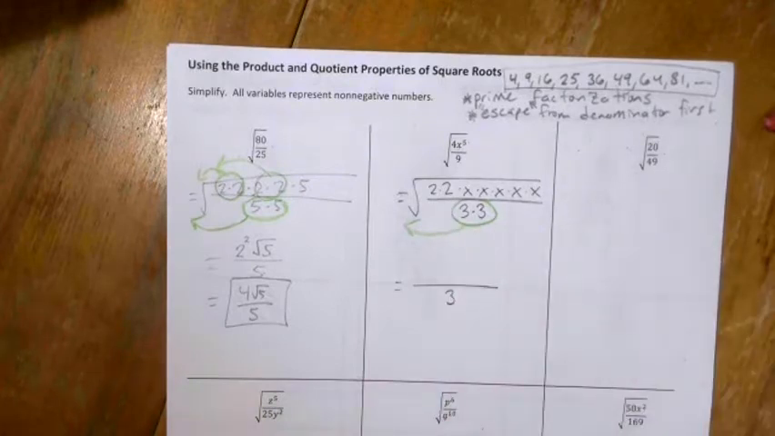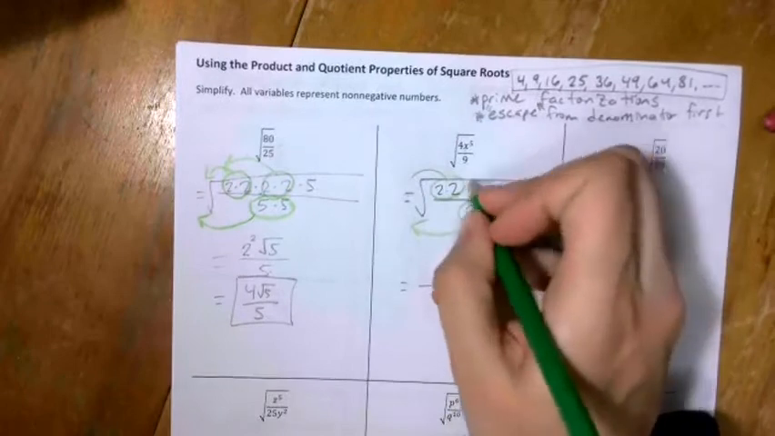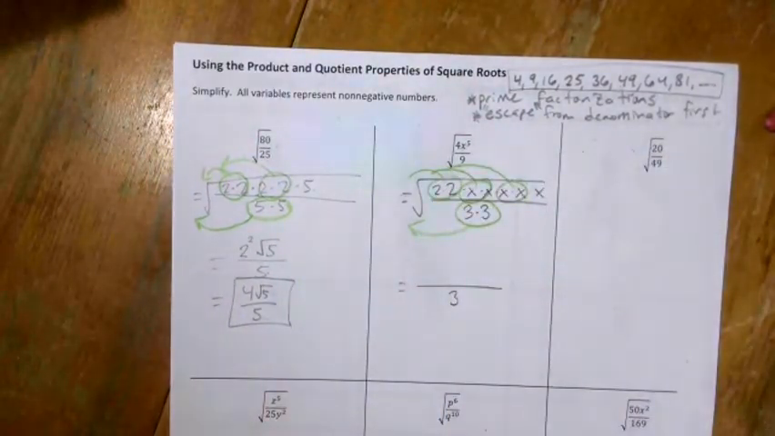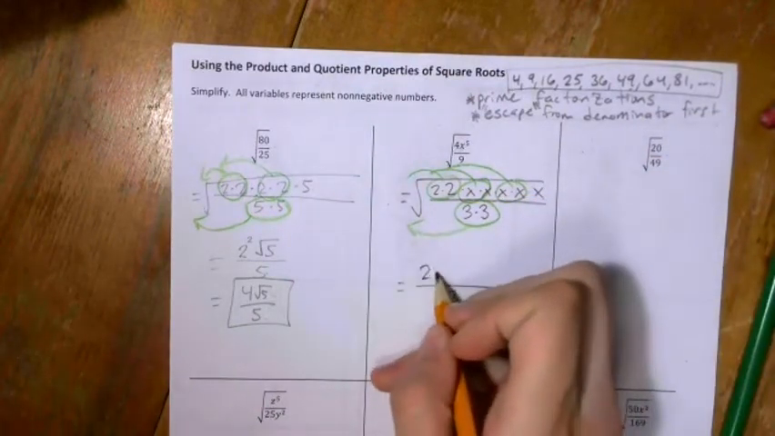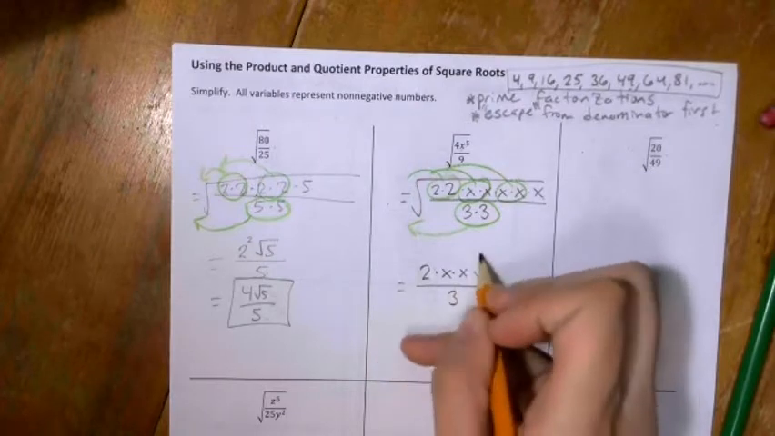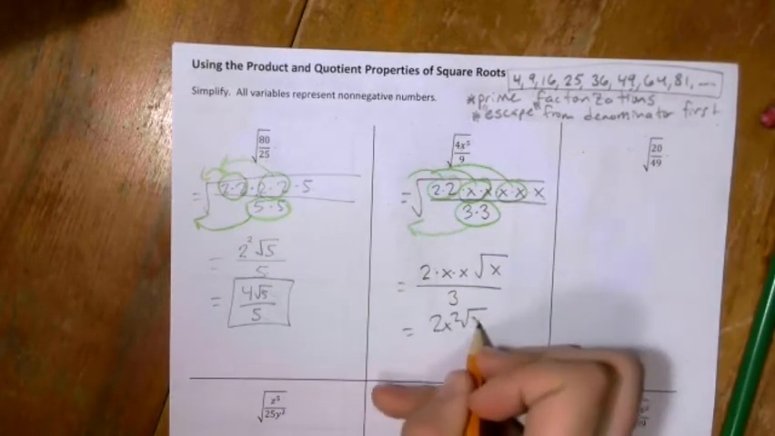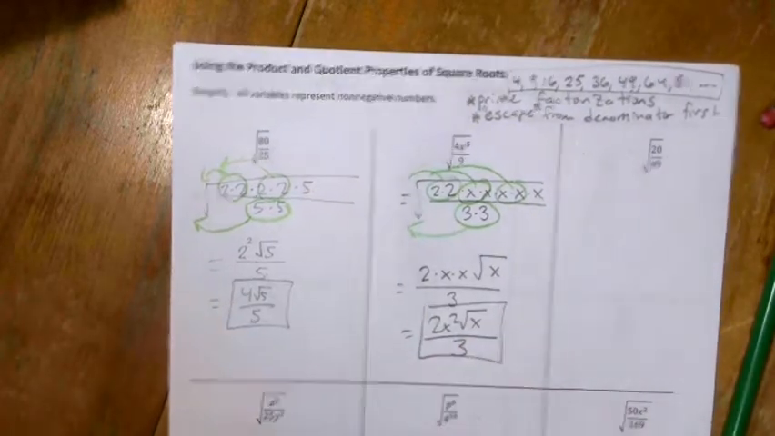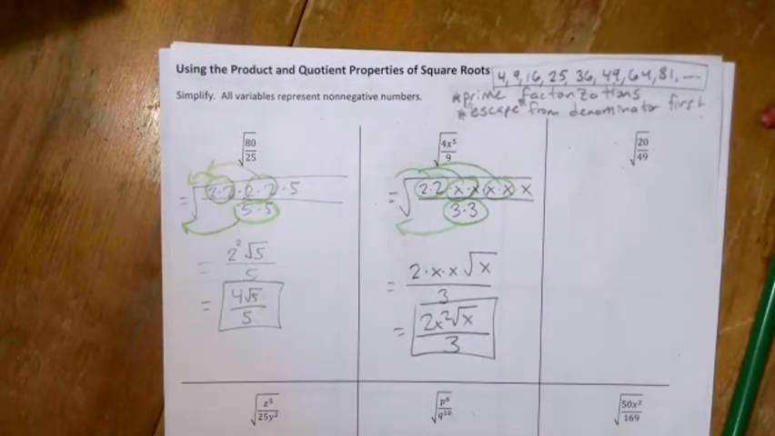Then we look at our numerator. Who has buddies? Well, this 2 has a buddy to escape with. So does this x, and so does this x. Does anyone get left behind? Yes. This x gets left behind. So we have 2 times x who escapes, and the x gets left behind. Well, that's really 2x squared root x over 3. Can't simplify it anymore. All right, try the rest of the problems on this page, and we will go over it in just a minute.